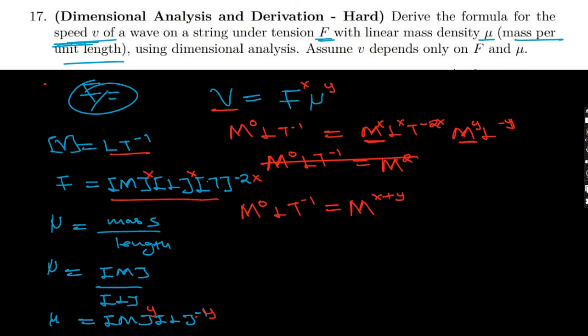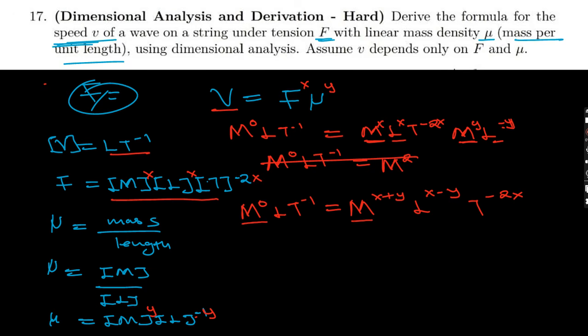What else do we have? We have L times L here, so we're going to have our L here raised to x. Now, because this is negative, we're going to have negative y there. Then t, we just have t to the power negative 2x. So we can now start equating.